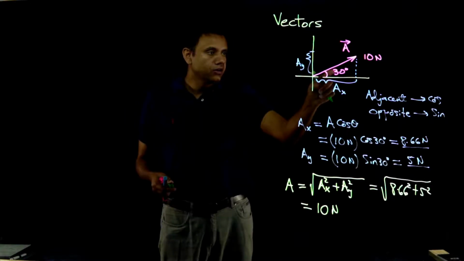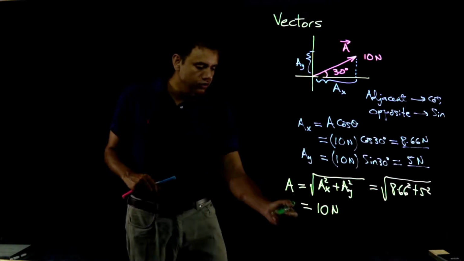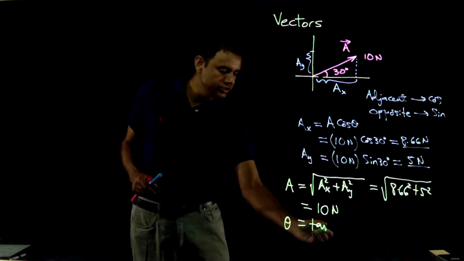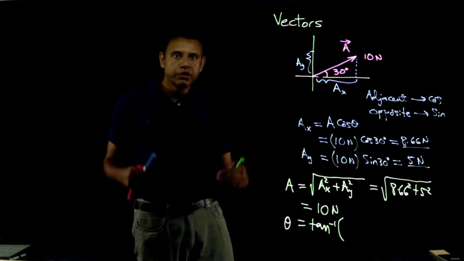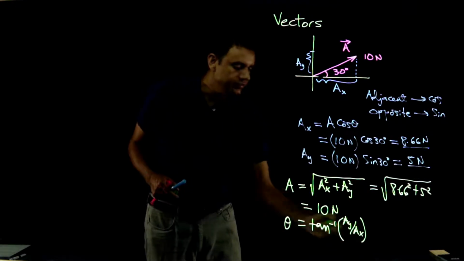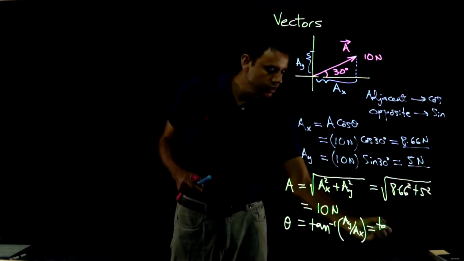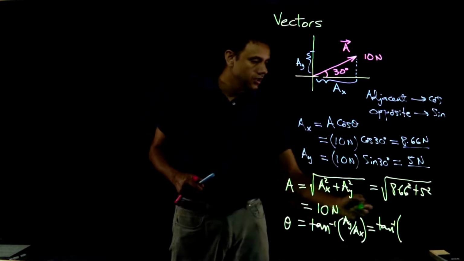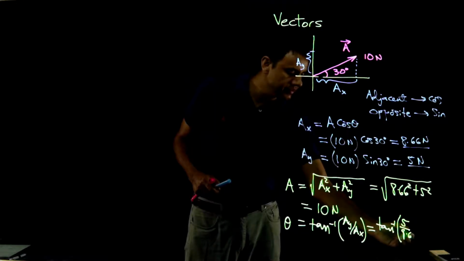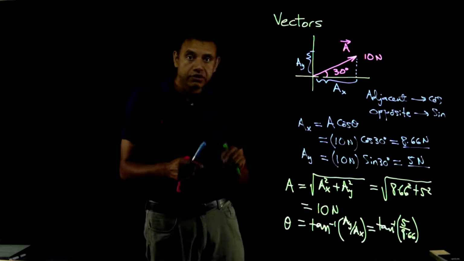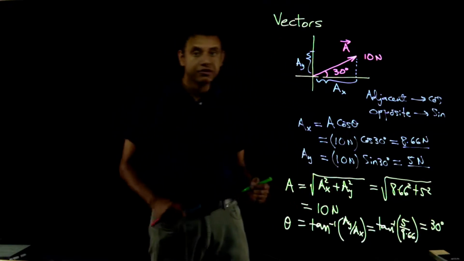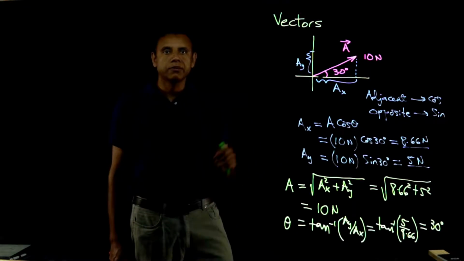How do you find this angle? Again, you can calculate that angle using the tangent. So theta, the angle, is equal to tangent inverse of the Y component over the X component, so AY over AX. That equals tangent inverse of Y, which is 5, divided by X, which is 8.66, and that should give you 30 degrees. You can use the calculator and you must get 30 degrees, if you use degrees. So this is how you handle all of the components.